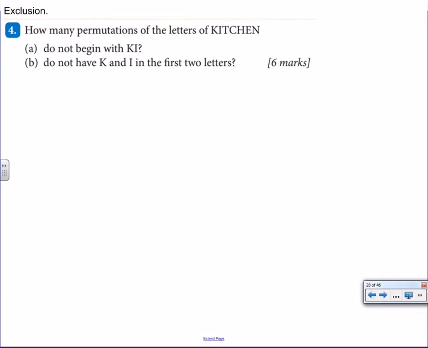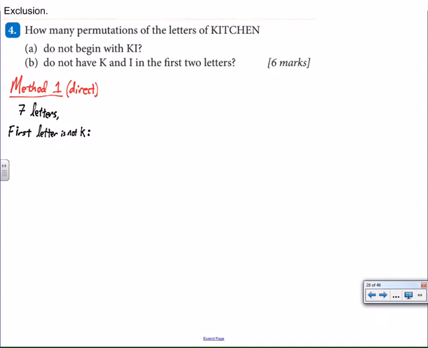The assumption here is that you've worked with permutations, you've worked with combinations, you understand the difference between the two. All of that's from earlier lessons. For today's, however, we're going to start with permutations of the letters in the word kitchen. And the reason for this video is to describe two different approaches for dealing with exclusions. The first is a direct approach.